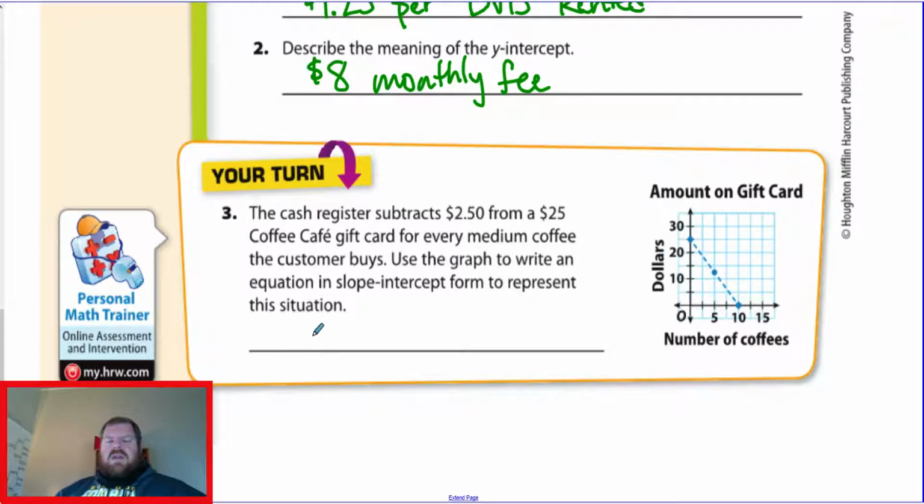So we would say that the y-intercept on this is 25, because it starts with $25, and for every coffee that's bought, they take off $2.50. And we can write 250 as 2.5, where x is the number of coffees and y is the amount that's still on the gift card. And then we do see from the graph that after 10 coffees, they're out of money on the gift card.